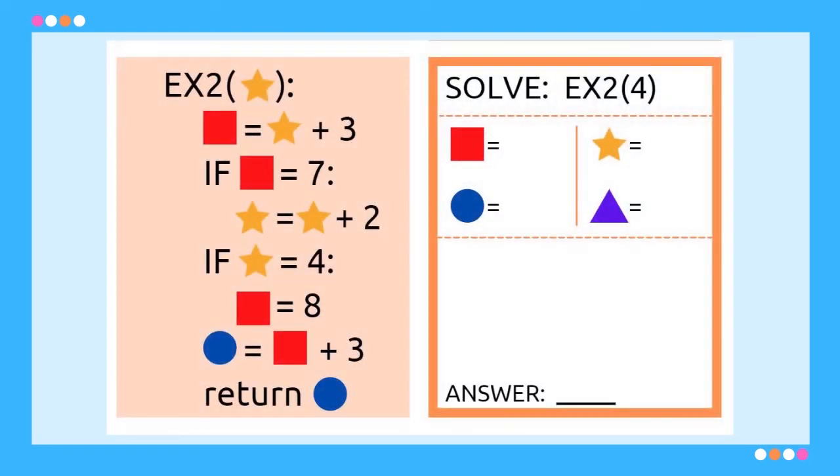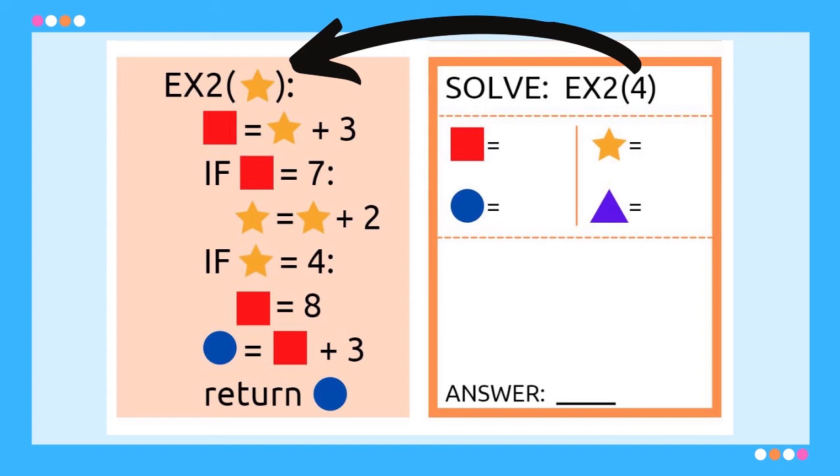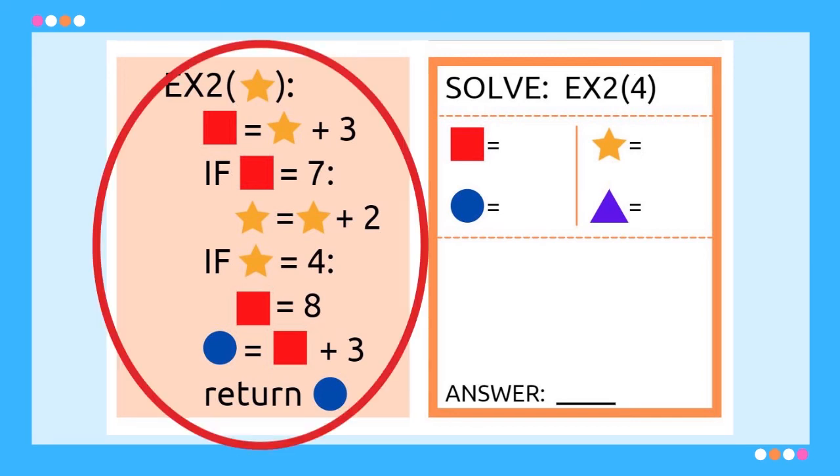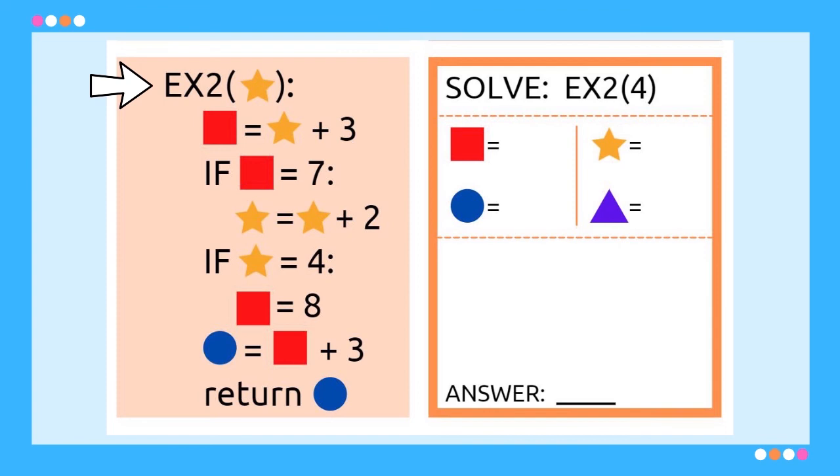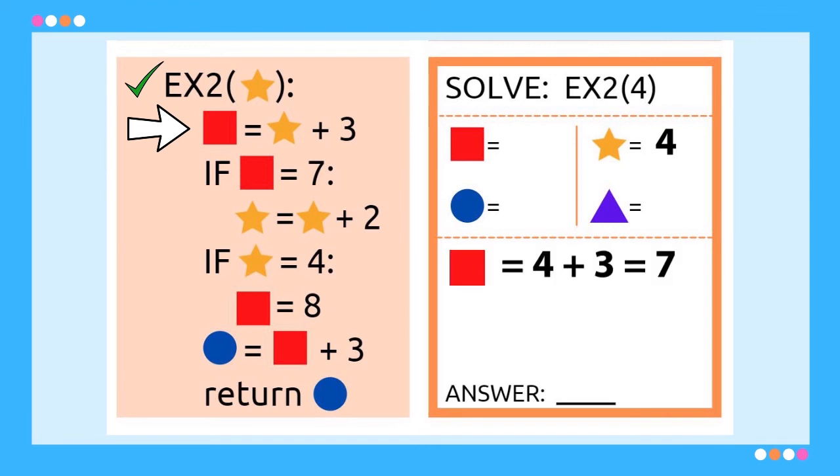All right, here's our next example. So once again, we're going to be solving this line by substituting 4 for the star parameter. So we'll go through the function line by line, using our right side here to fill in variables and do our scratch work. So first, because I'm plugging in 4 in place of the star, I can write that star equals 4. Next, my rectangle equals star plus 3. That means that rectangle equals 4 plus 3, rectangle equals 7. So let me fill that into the variable space.